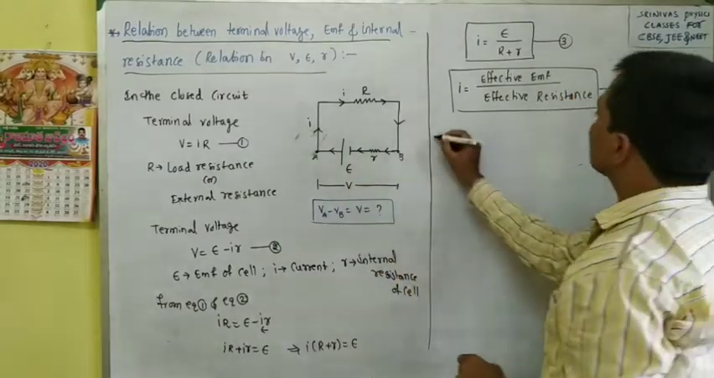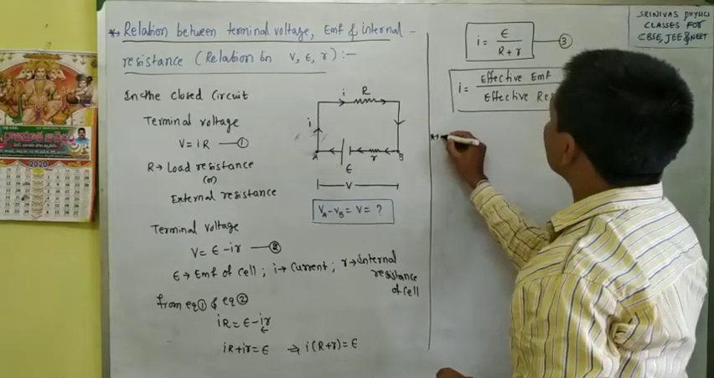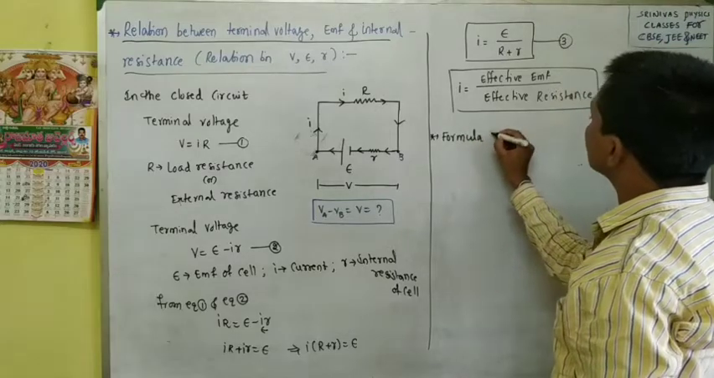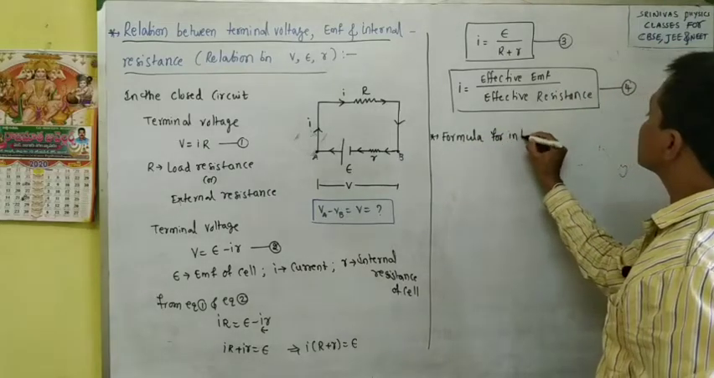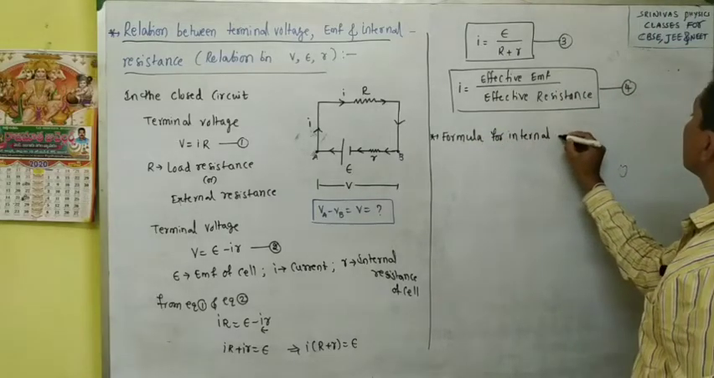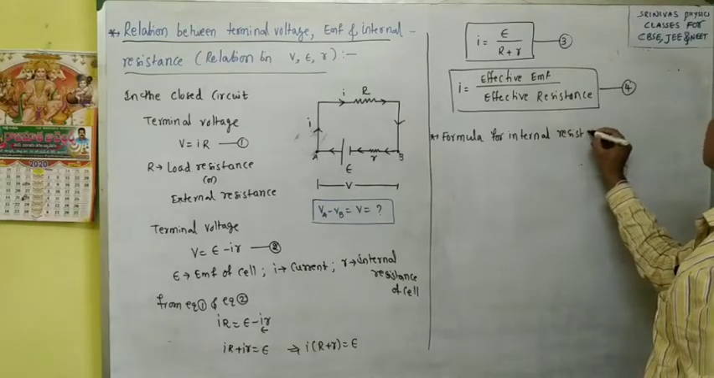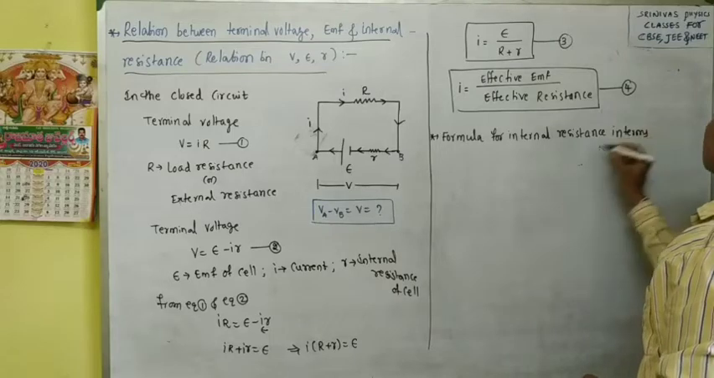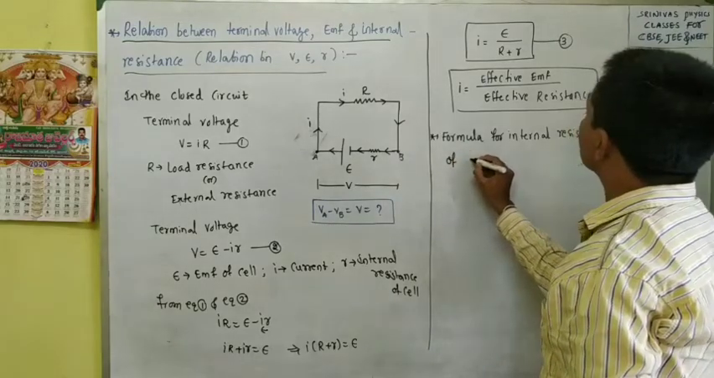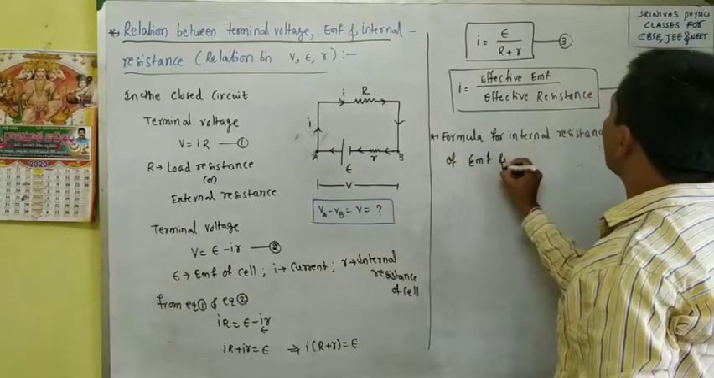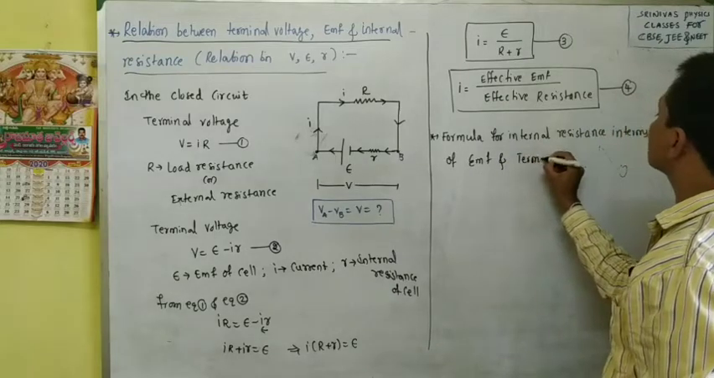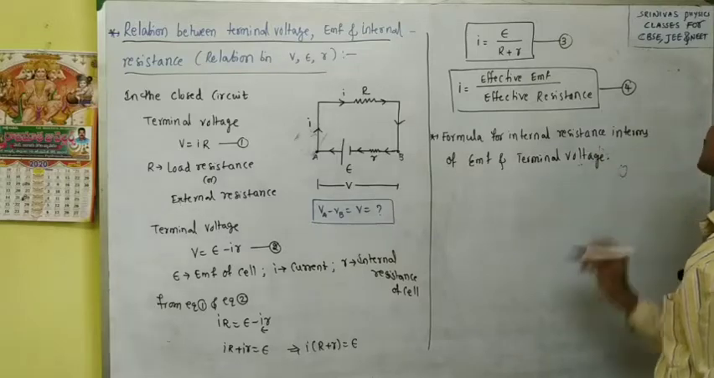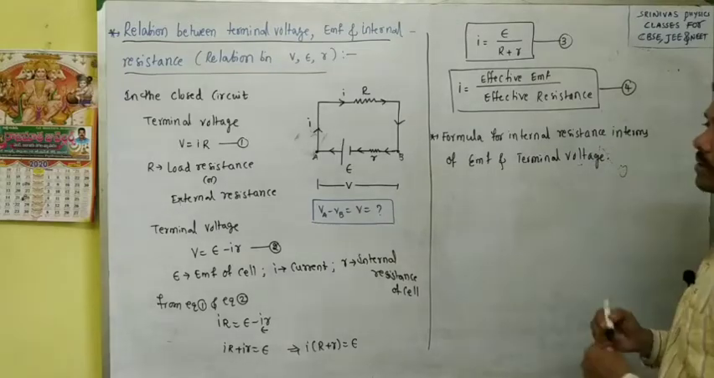Okay, now the internal resistance formula in terms of EMF and terminal voltage. That formula I am going to write. Then how we will write that formula?